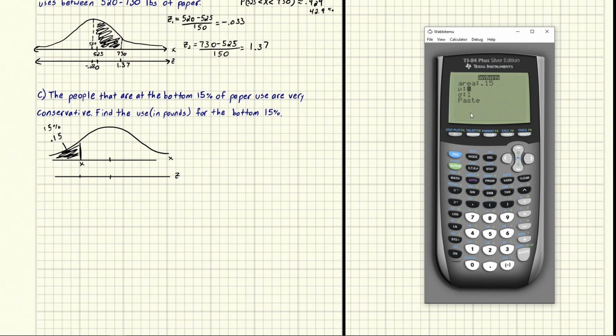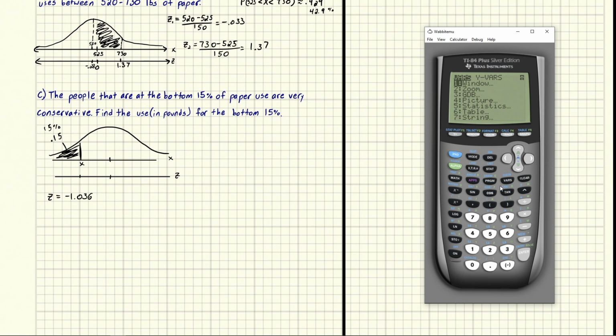And okay, if we use a mean of 0 and a standard deviation of 1, that will go to a z-score. So if we use this and hit enter, we get a z-score, which will be very useful to us. So we're going to type in negative 1.036.